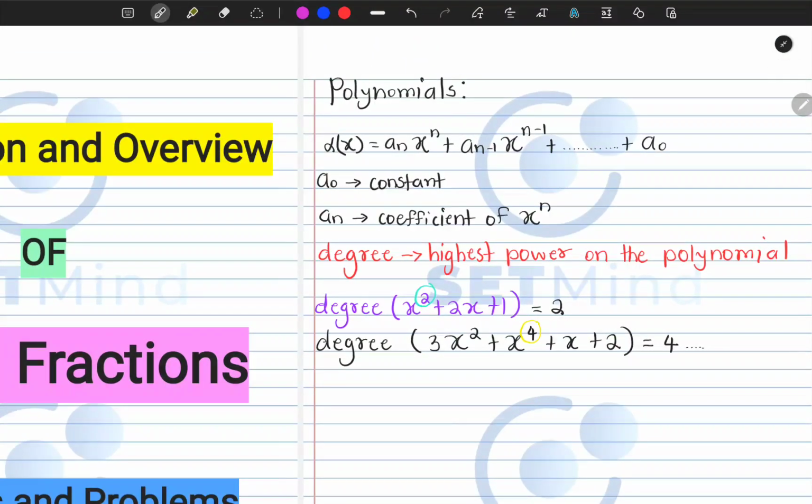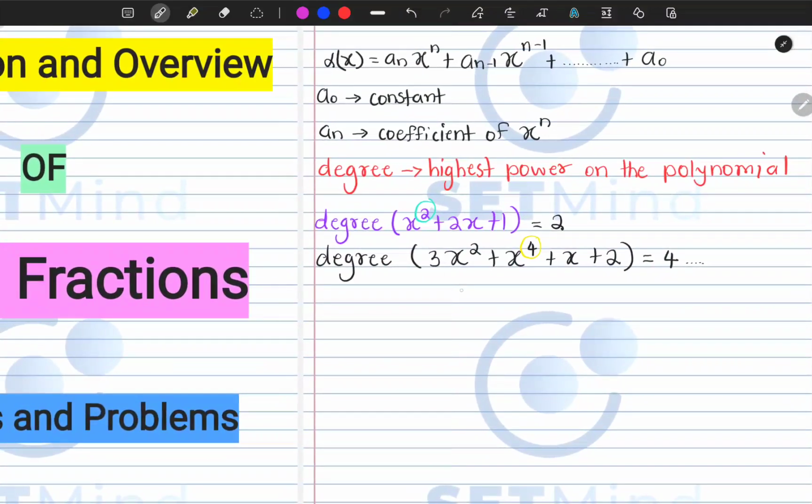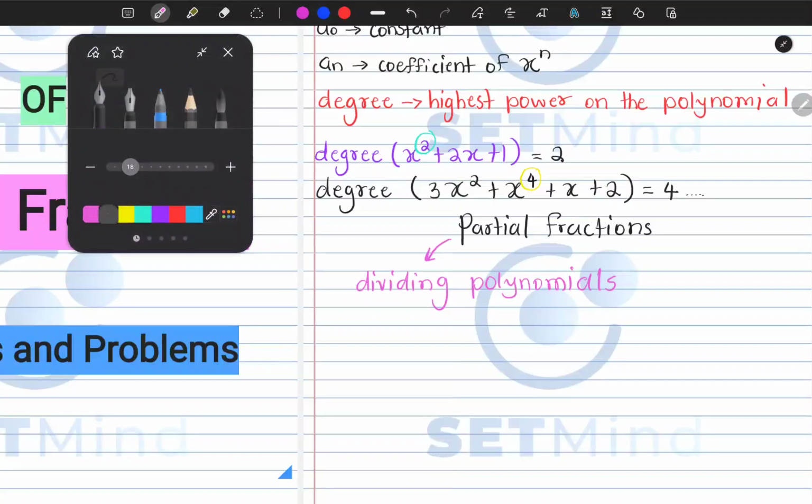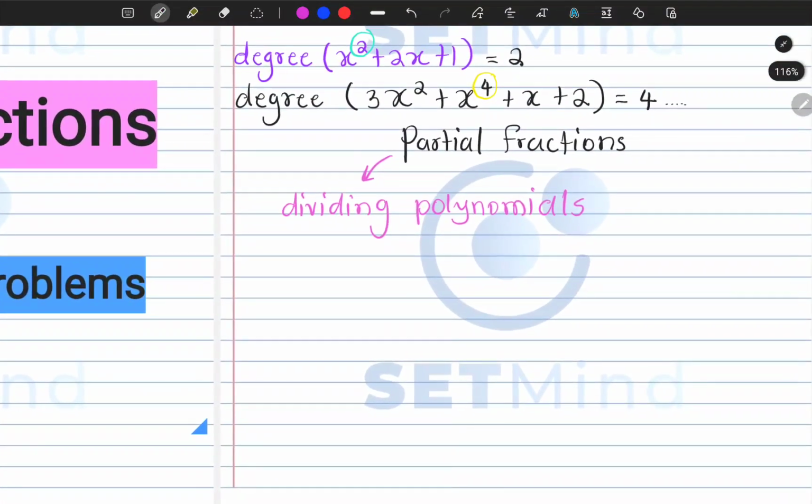This is relevant because when we do partial fractions, which is what we are getting into, all we are doing is dividing polynomials. That is all we are doing when we are doing partial fractions. You are dividing polynomials. So let's have a look at a general case of partial fractions.